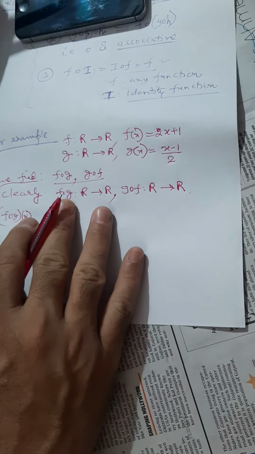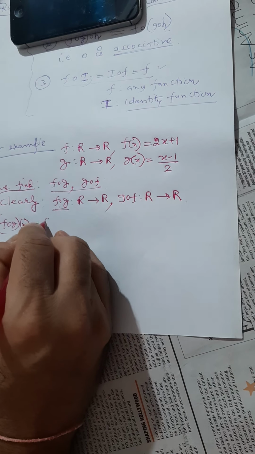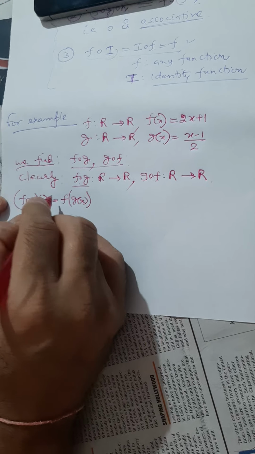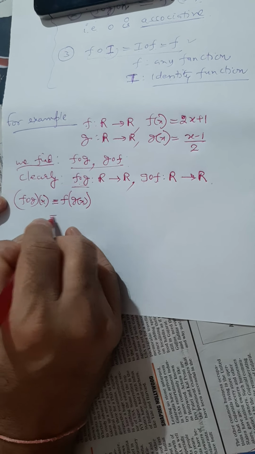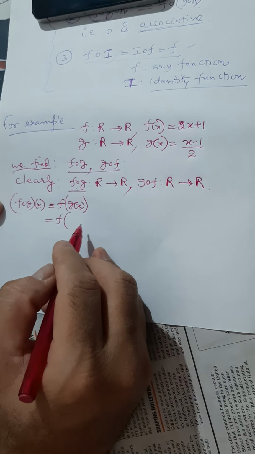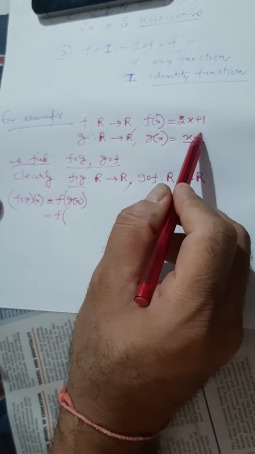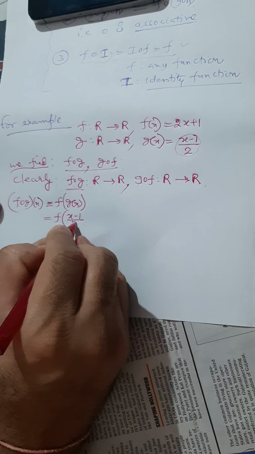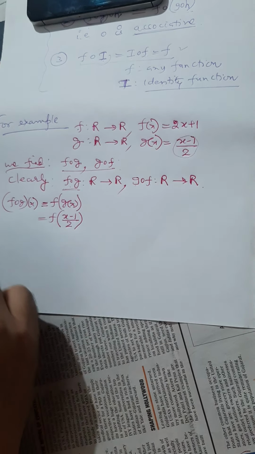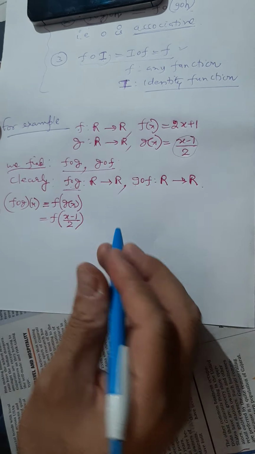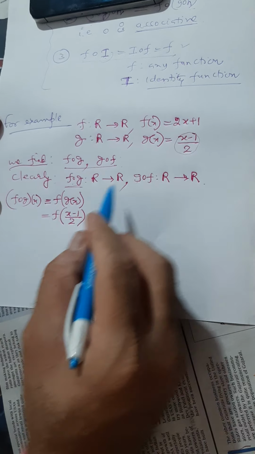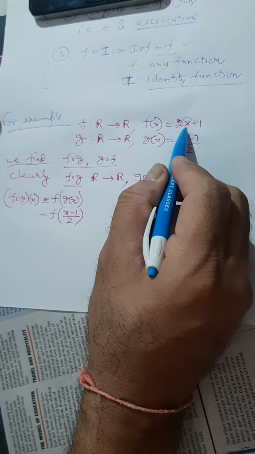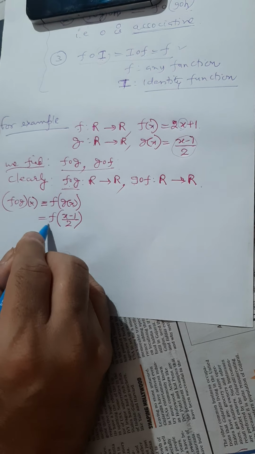So it would be f of g of x. So it will be f of, now formula for g. What's the formula for g? That is x minus 1 by 2. Now on this you are going to apply f. Now what is the formula for f? That is this number into 2 plus 1. So I'm using function f.